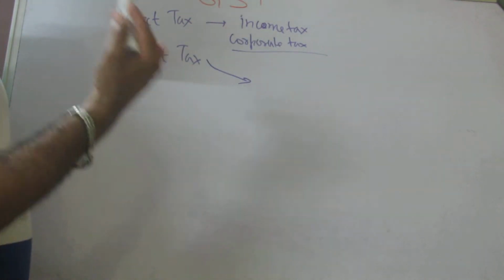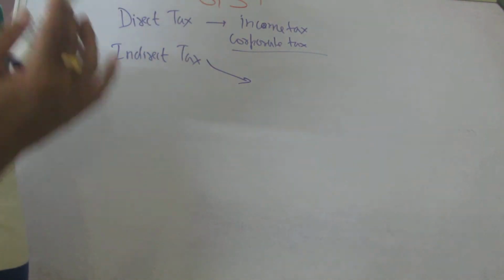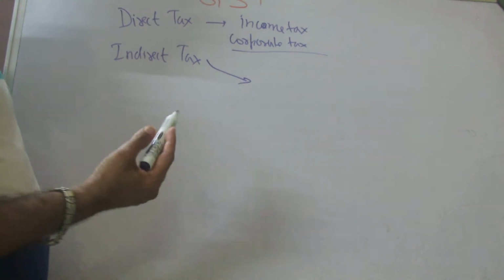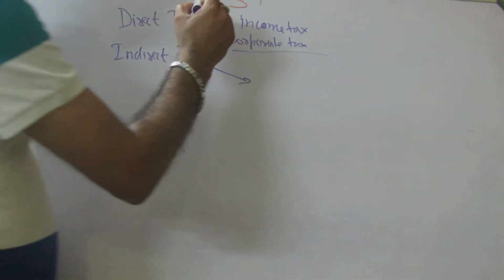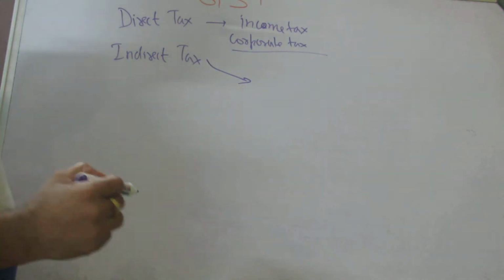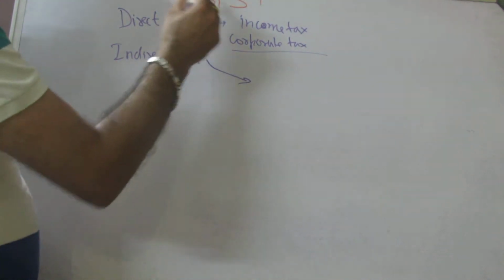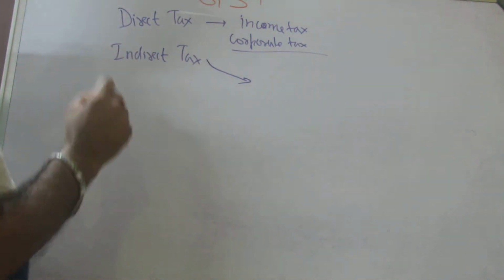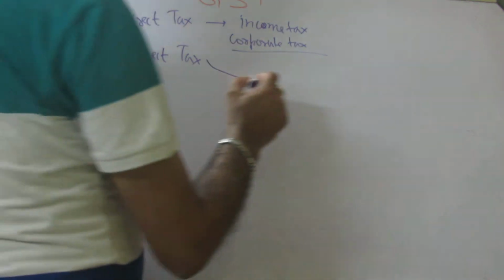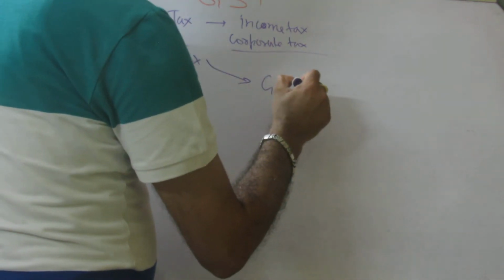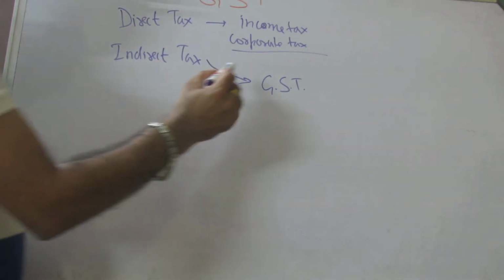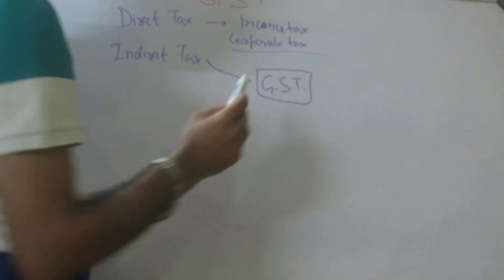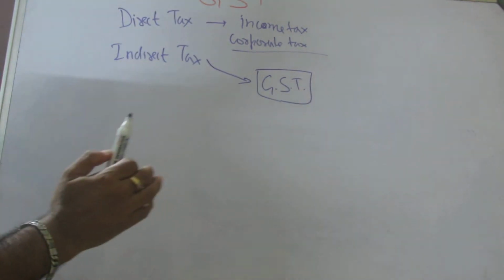Earlier there were a number of taxes. It used to be VAT, excise, road tax, and it was different for different states. So now in July 2017, the government has come out with one tax which is called GST, and right now we have only goods and service tax. The idea behind GST is one nation, one tax.